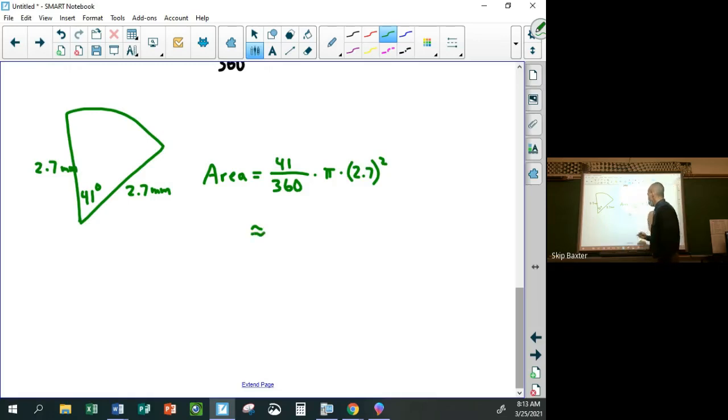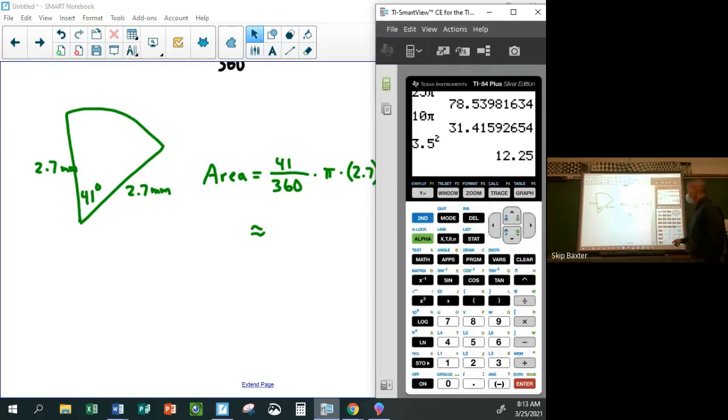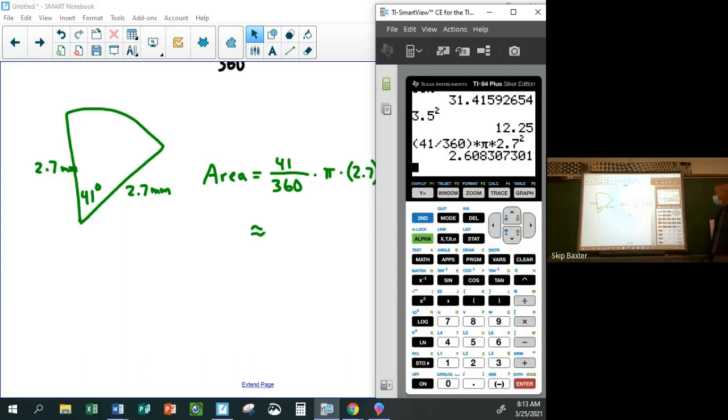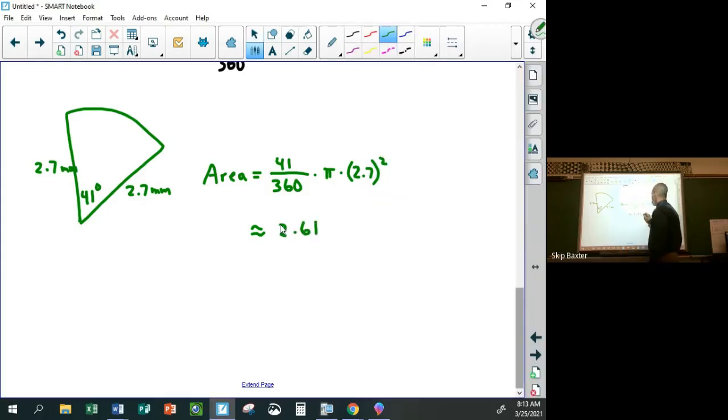We can do this easily on the calculator. It's just parentheses 41 over 360, times pi, times 2.7 squared. And that's it, equals. So if this was the nearest hundredth, you'd say 2.61 is the area here. 2.61 square millimeters.